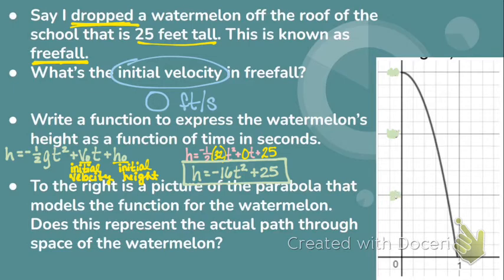This is modeling dropping something off a building, though. Does this picture right here actually model the path through space, like through a 3-dimensional environment? Am I seeing how far away from the building this is going to land? Well, so what's it showing me then?